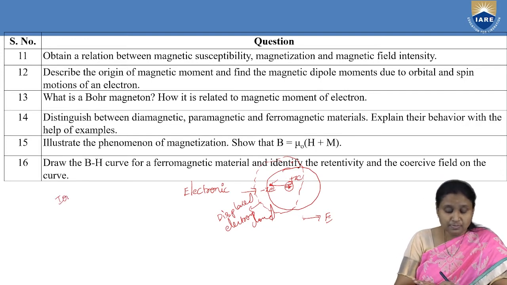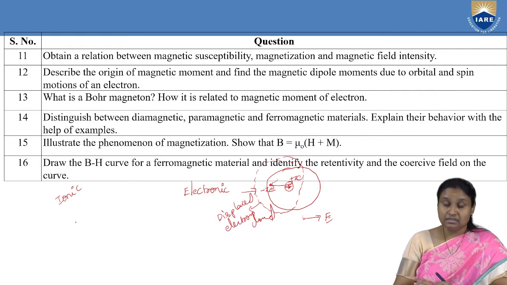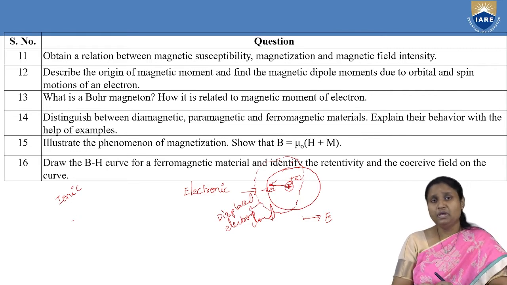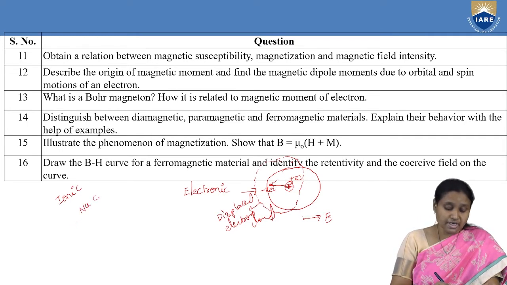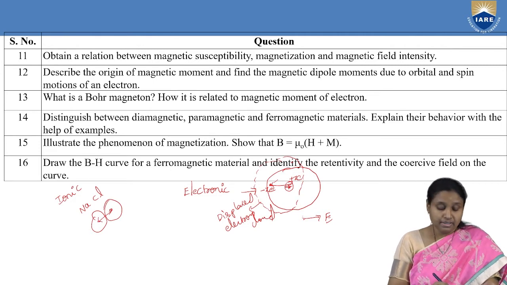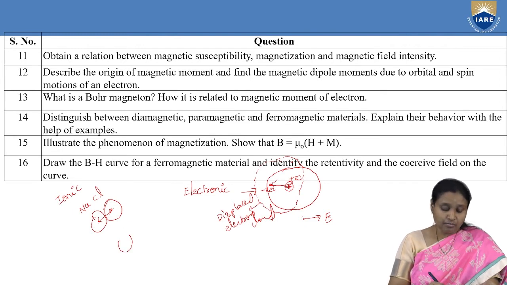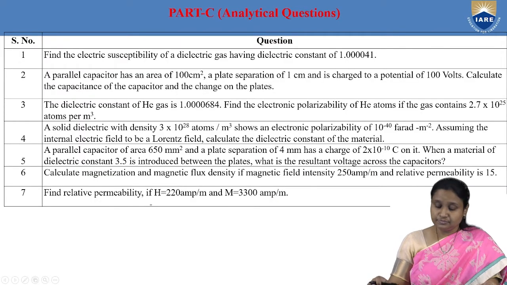Then coming to the next polarization, which is ionic polarization. Generally it occurs in ionic dielectrics, where the molecule is formed by ionic bonding. Suppose I take sodium chloride. Sodium and chloride are attached to each other by a strong ionic bond, and the distance of separation will be the equilibrium spacing. But once we apply an electric field, the positive sodium ion will move to one side, and the negative chloride ion will move to the other side.